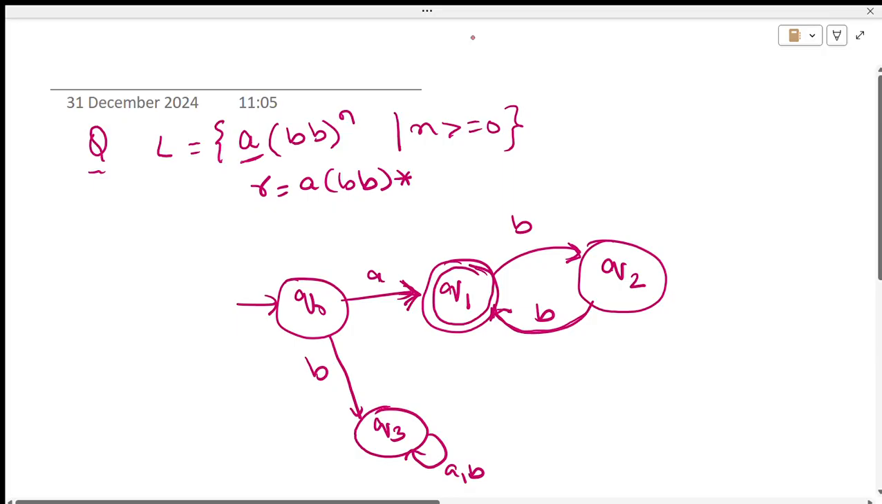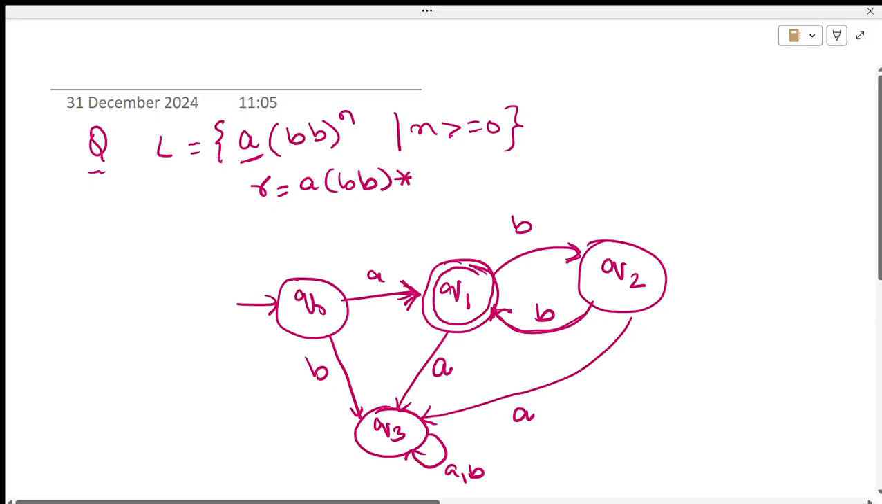What will happen if Q1 sees an A? It should go to the trap state again. What will happen if Q2 sees an A? It should also go to a trap state, because the given language says there is exactly one A at the start of the string, and then after that we have double B any number of times. So this is the final diagram for the given language.